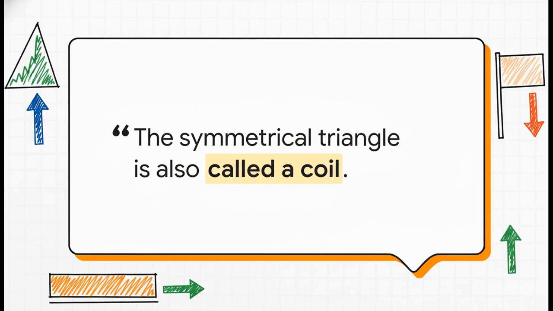And this quote right here just nails it. The symmetrical triangle is a coil. It represents this period of pure indecision. Buyers and sellers are in a dead heat, and you can see the volatility just shrinking and shrinking. But all that energy has to go somewhere, and it usually breaks out in the direction of the original trend.